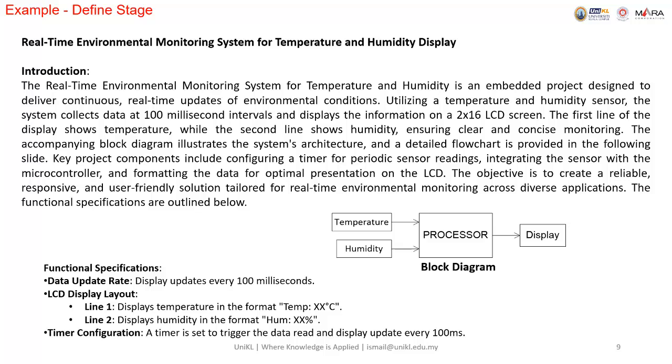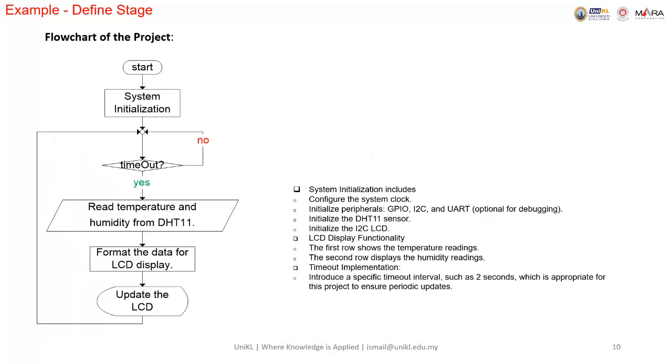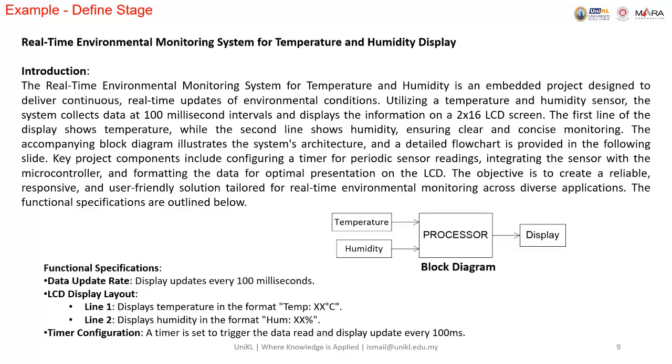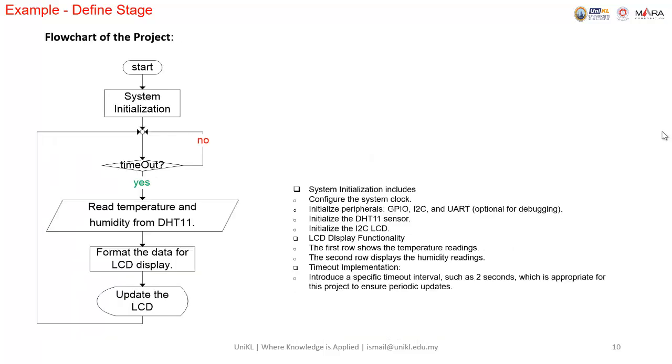and a detailed flowchart is provided in the following slide. Key project components. Okay, I show you the flowchart. So the flowchart is very simple. Just start with system initialization. What is system initialization? Configure the system clock, initialize peripherals, GPIO, initialize the DHT11 sensor, for example. We use DHT11 for that. Then initialize the I2C LCD. Then after that, we wait for the timeout. If the timeout occurs, then read temperature and humidity from the DHT11.